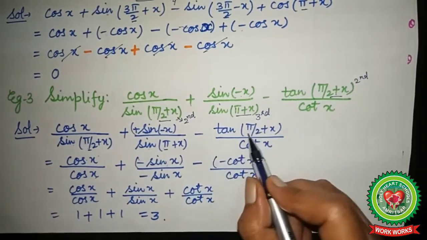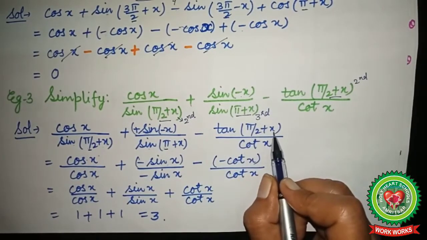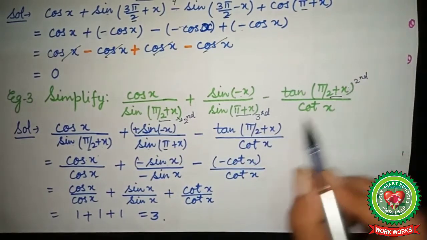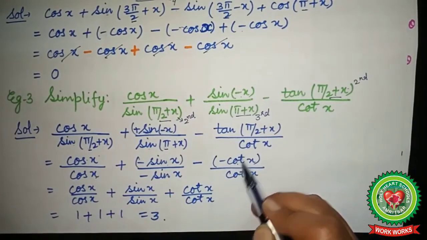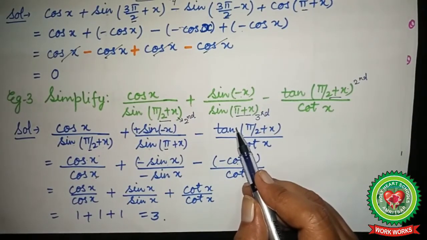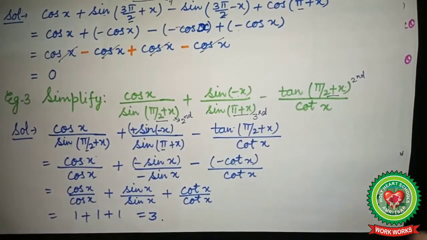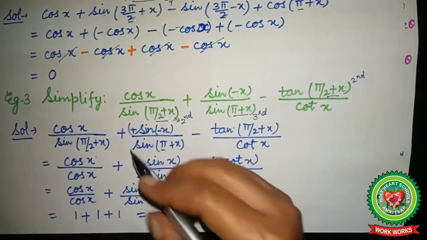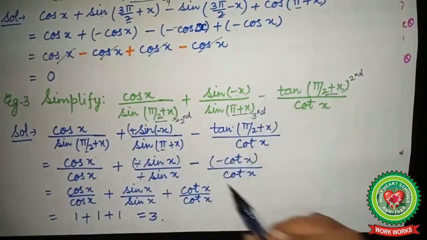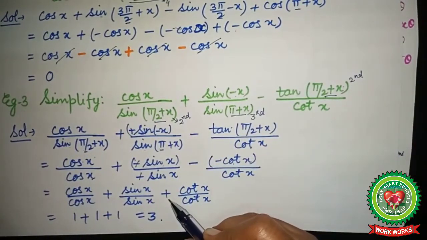Look at the third value. So tan of pi by 2 plus x goes in the second quadrant. Tan changes to cot, and because tan is negative in the second quadrant, it is minus cot x. And this cot x is as it is. Now you can see here minus sign cancels with minus. Here minus minus will become plus.